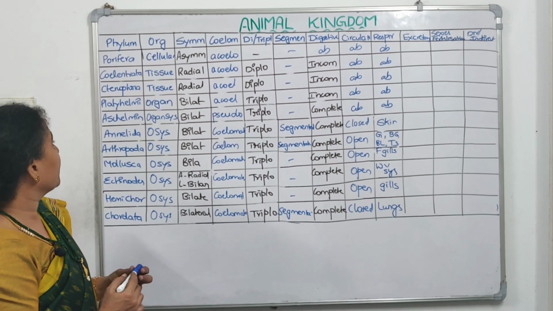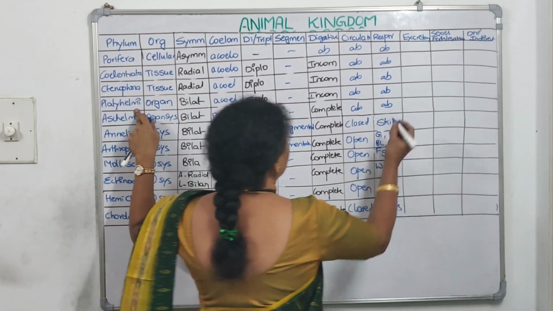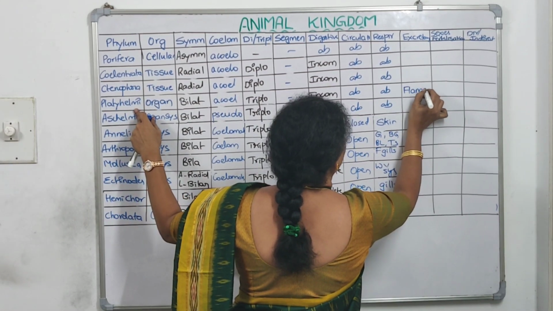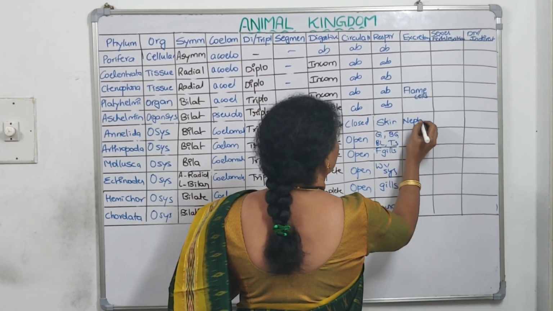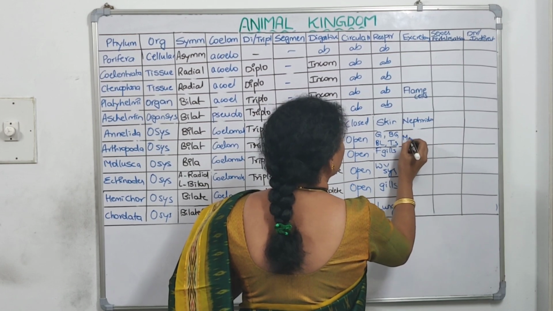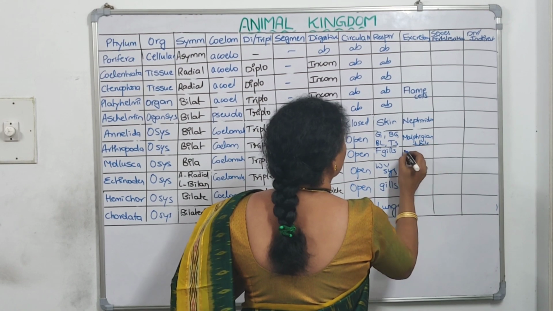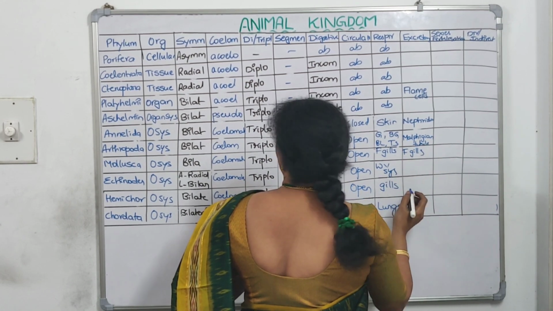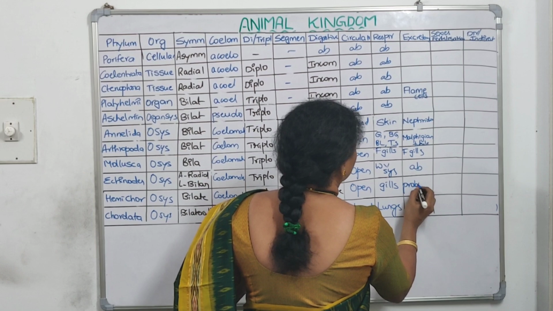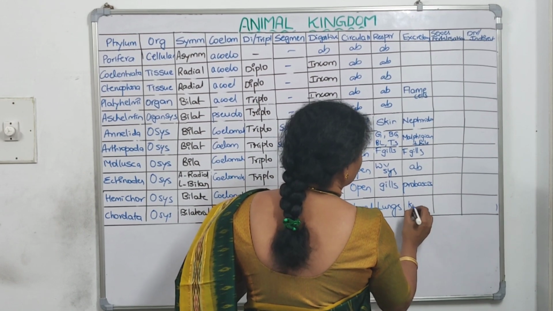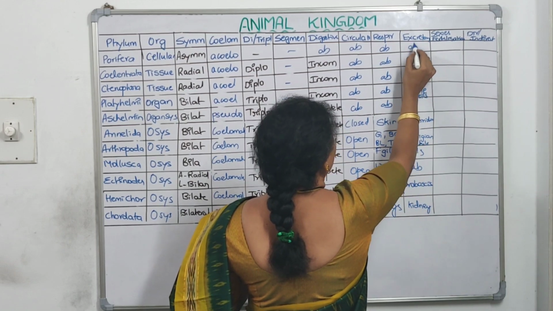Coming to excretory system. The excretory system, we see in Platyhelminthes, right? Flame cells help in osmoregulation. We can see flame cells. And in Annelida, nephridia. In Arthropoda, Malpighian tubules. Here, gills help in excretion. And in Echinodermata, excretory system is absent. In Hemichordata, proboscis gland. And here kidneys. Here we can say it is absent, absent and absent.